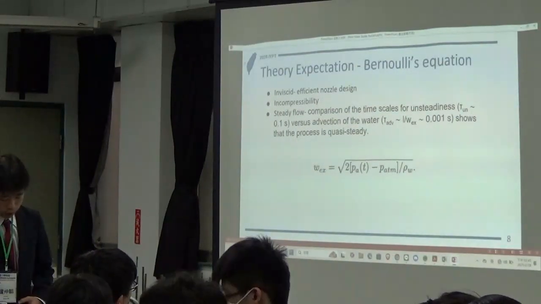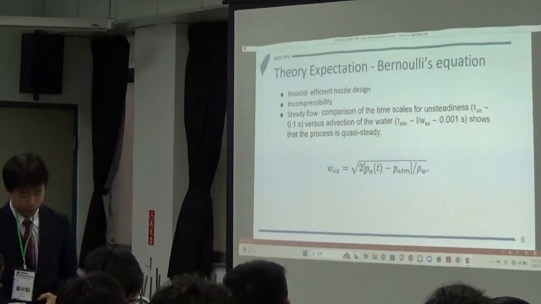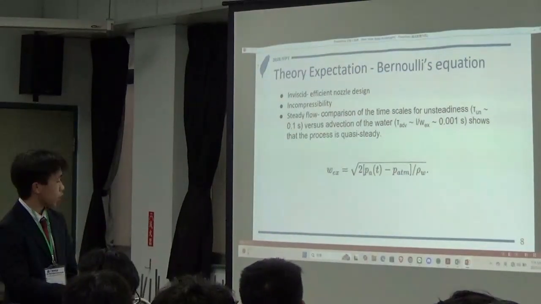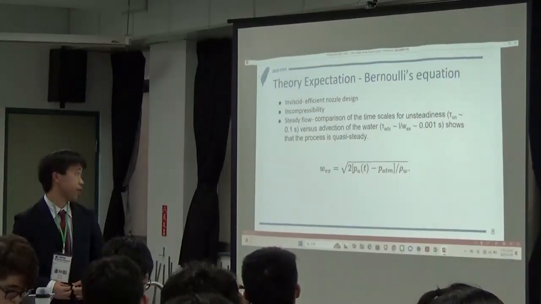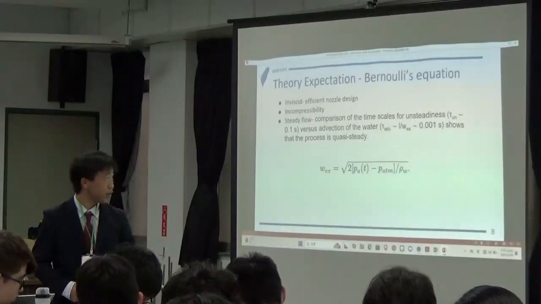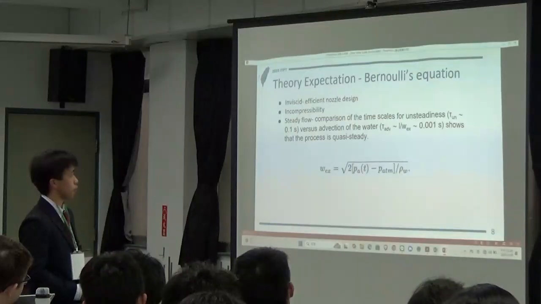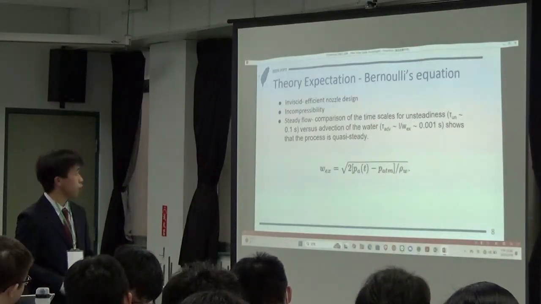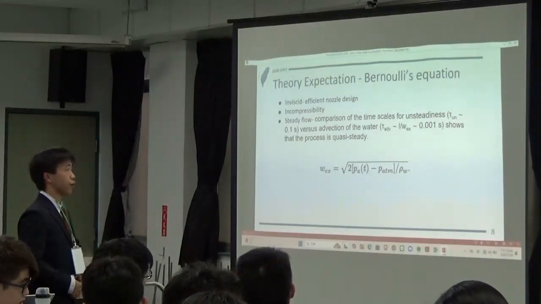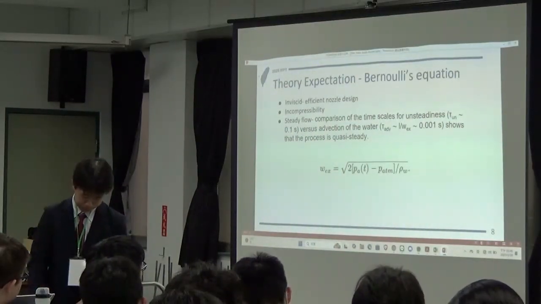The jet exhaust velocity is determined by the transformation of the energy of the pressurized air into kinetic energy, which is affected by the water jet. For inviscid, incompressible, and steady flow in the rocket, we derive an energy equation from Bernoulli's equation. Inviscid is met by the efficient nozzle design, and the water is incompressible. The steady flow is not rigorously met, but comparing the time for unsteadiness versus the convection of the water shows that the process is quasi-steady.